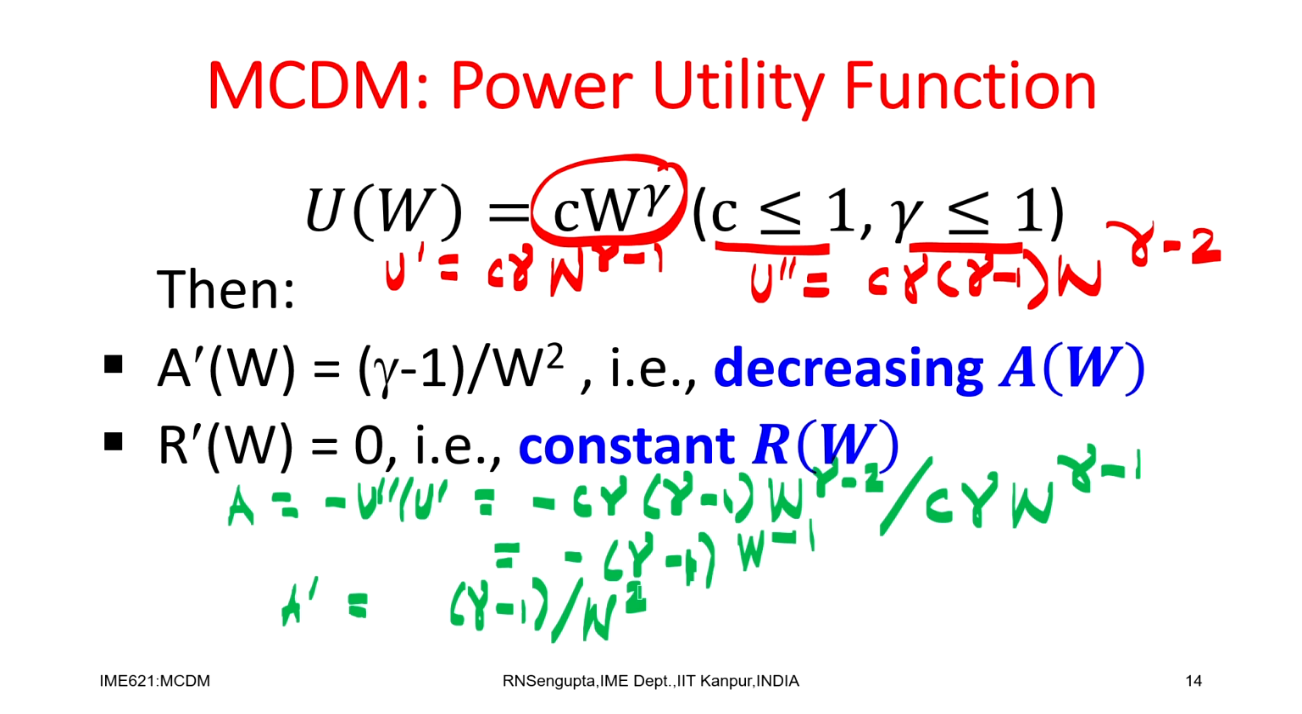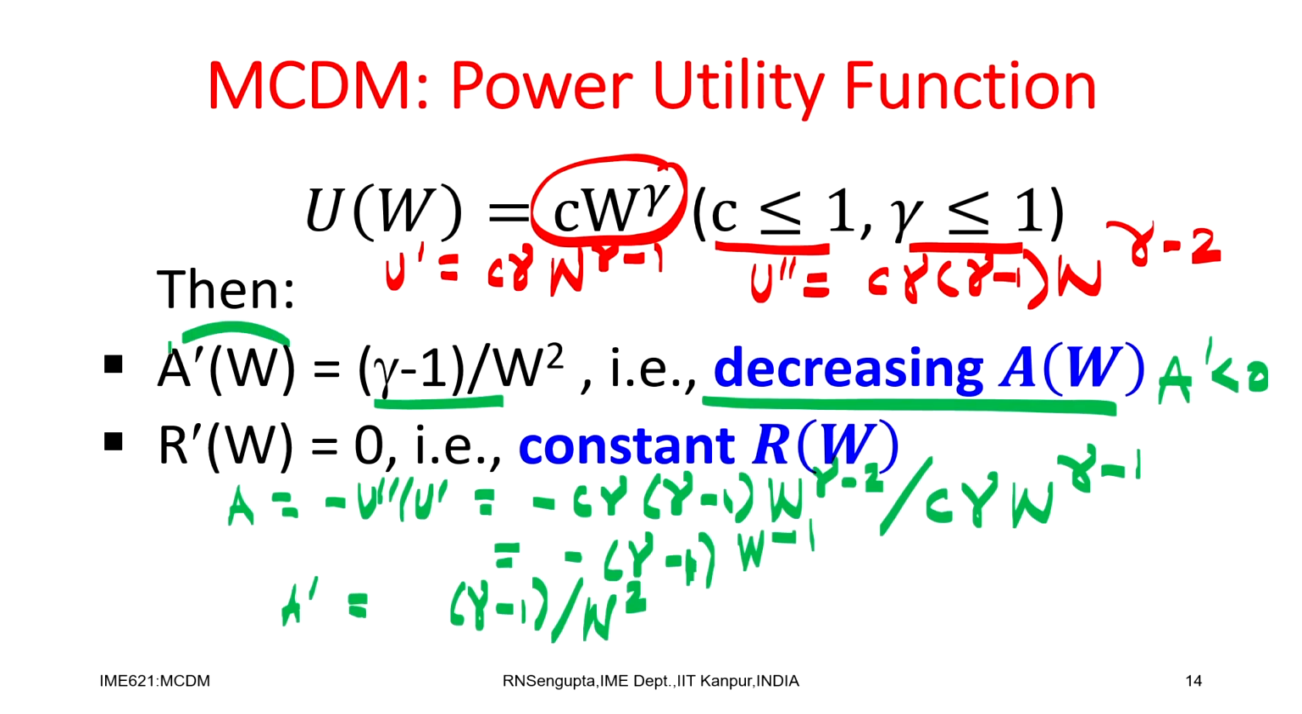So, it comes down. This value exactly matches the decreasing absolute risk aversion property, which is a prime is less than 0. So, why am I saying decreasing? Because w is wealth, wealth is positive, and even if we consider any negative value, the square is positive. So, 1 by w square is positive, and gamma is less than 1. So, a value less than 1 minus 1 will be negative. So, it is basically a prime is negative. So, this is corroborated.